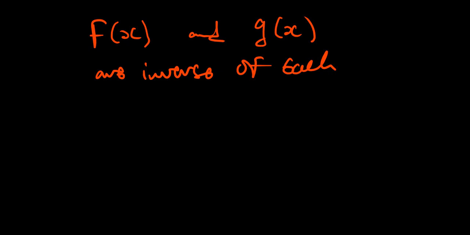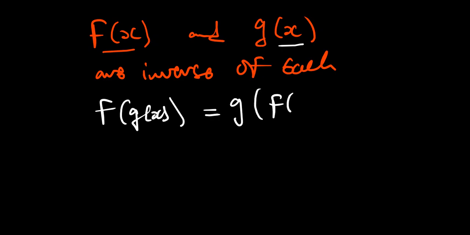If this f of x and this g of x are inverses of each other, then when you find the composite function f of g of x, or you find the composite function g of f of x, this should and will always give you what? x. As long as these two functions are inverses of each other, when you find the composite of f of x with g of x, it's always going to give you x.